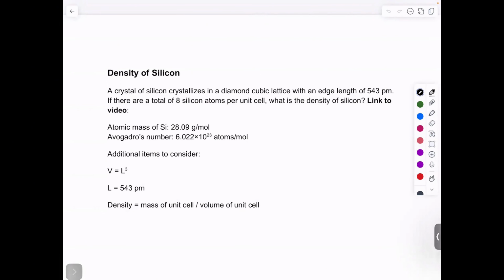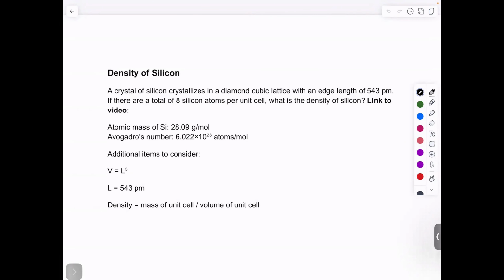Some things to consider are, here we have the atomic mass of silicon, we'll need that. And we need to know, of course, Avogadro's number, that's number of particles or atoms per mole. And then we know that volume of a cube is simply its side length cubed. And then we have that length as being 543 picometers. And then last but not least, of course, we need to know that density.